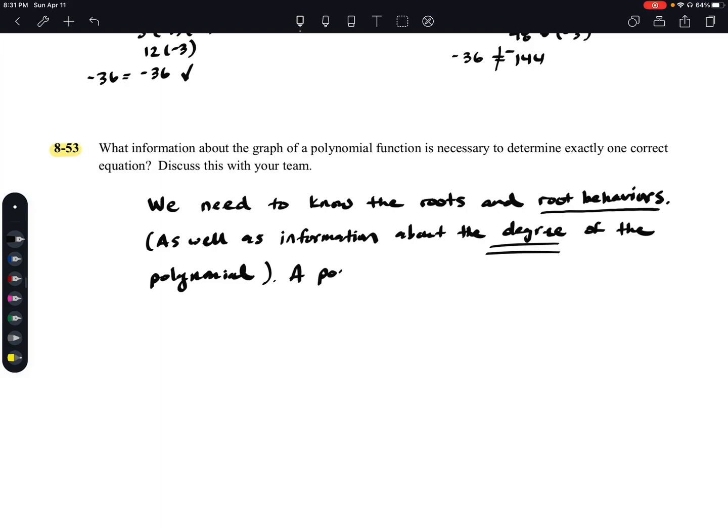So a point that is not a root is needed to help us find the stretch factor.